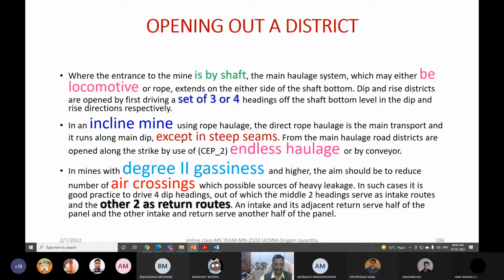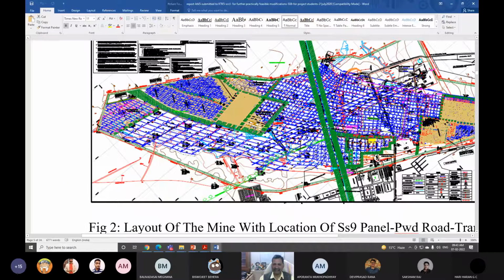Now, except in steep seams, that is the purpose and the reason. In mines with degree 2 gasiness and higher, the aim should be to reduce the number of air crossings, which are possible sources of heavy leakage, because you know very well when we are developing, right? I can show you from the same plan. Now when you are having a development, these are the main inclines, okay? One incline serving as a return, one incline as the intake.